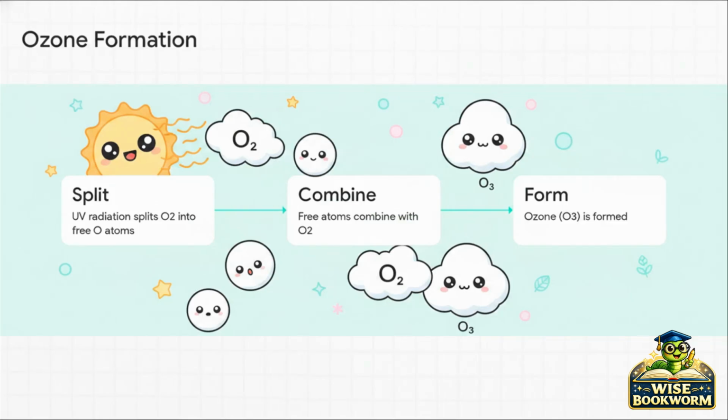The atmospheric chemistry here is actually wonderfully simple. High-energy UV radiation from the sun literally splits apart standard oxygen molecules, O2, into free-floating oxygen atoms. These free, incredibly reactive atoms then bump into and combine with other intact O2 molecules to form O3, which is ozone. But as elegant as this natural machinery is, it's also remarkably fragile.